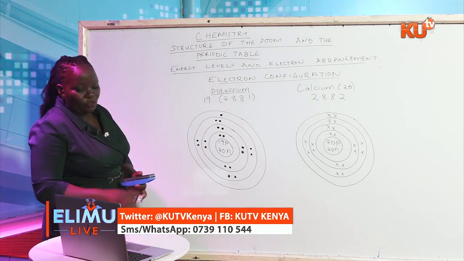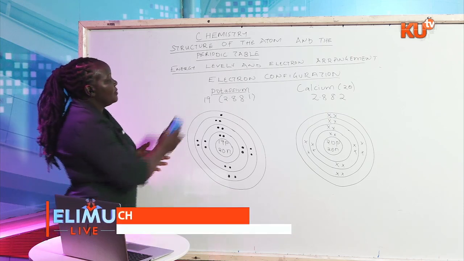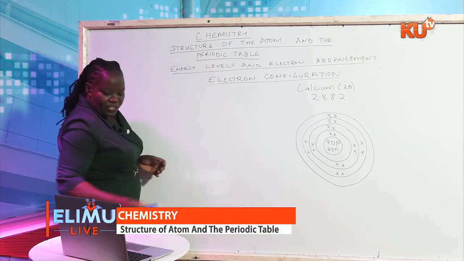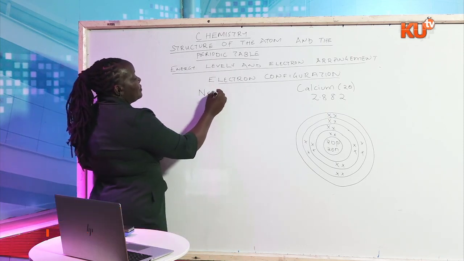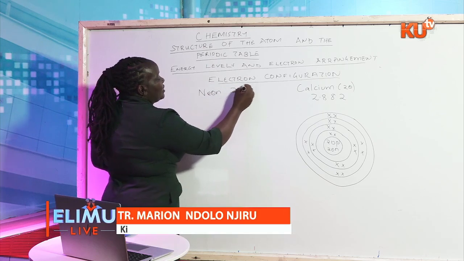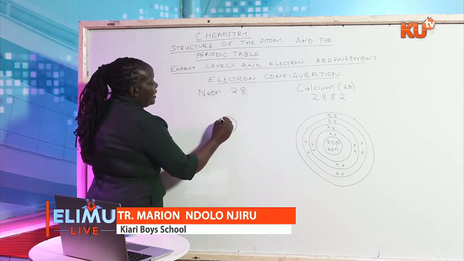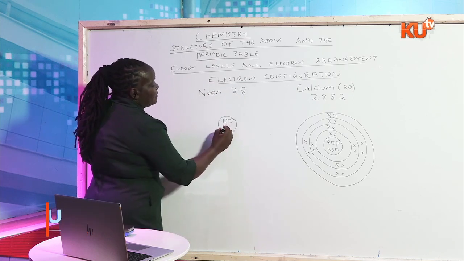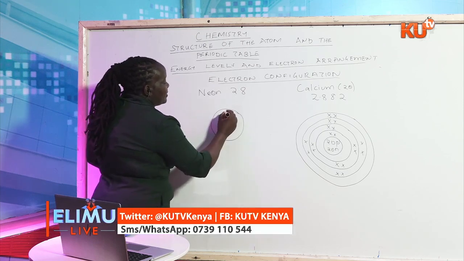I want us to look at the electron configuration of the following atom, and there's something that we are going to note. That of neon. We had previously looked at it, and we had said that its electron configuration is 2, 8. So we have 10 protons and then we have 10 neutrons. And then we have its structure there.